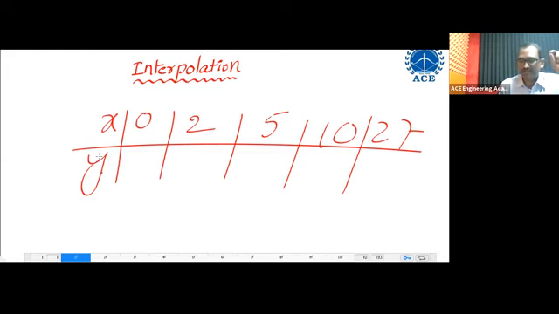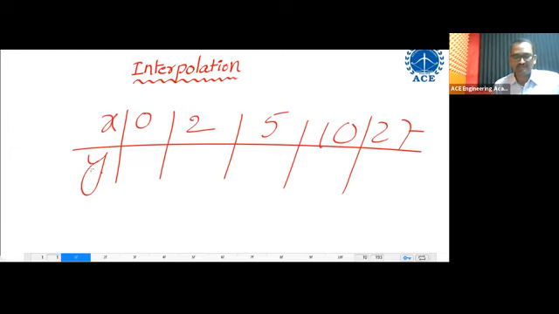Finding y value for any x value between 0 and 2 is interpolation. Finding y value for any x value between 2 and 5 is interpolation. Means finding y value at 3, at 4, at 4.9, that is interpolation. Finding y value for any x value between 5 and 10 or for any x value between 10 and 27, that is called interpolation. Extrapolation means finding the value of the function.